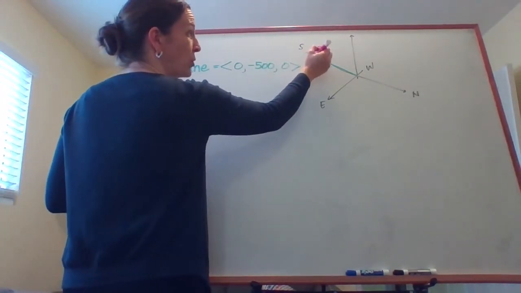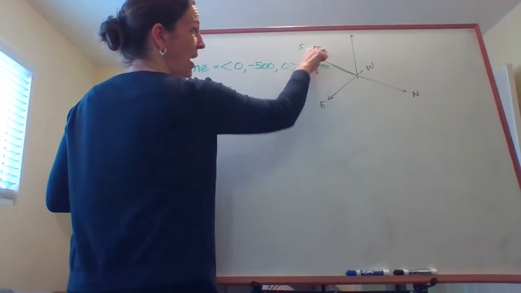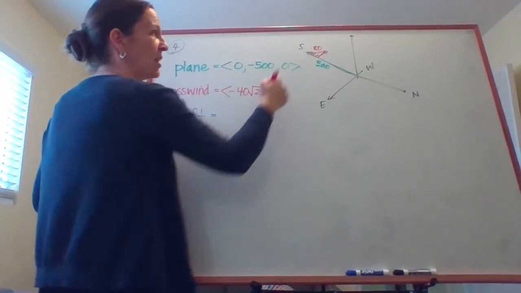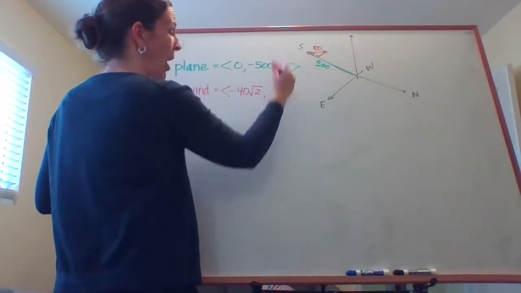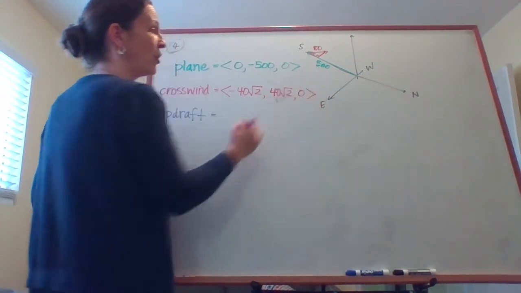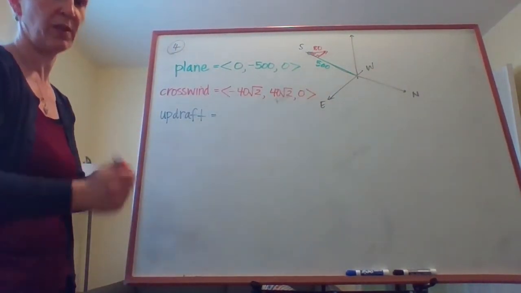And if I use my cosine and sine, I end up with, in the x direction, which is west and backwards, a negative 40 rad 2. In the y direction, which is north and positive, I end up with a positive 40 rad 2. And then there's nothing vertically, so I've got negative 40 rad 2, 40 rad 2, 0 for the crosswind vector.